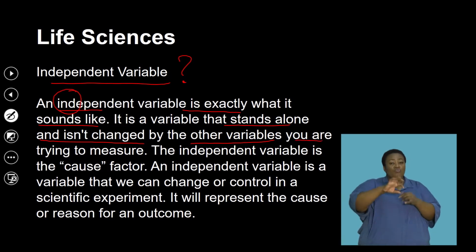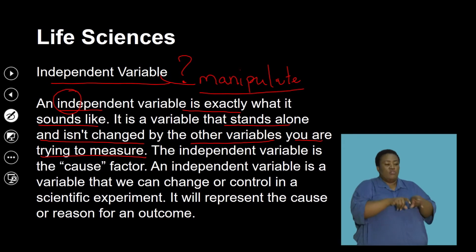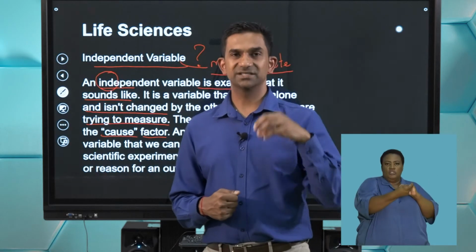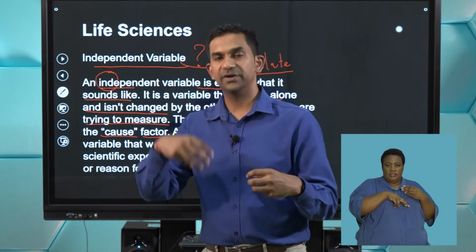Okay, you are trying to measure this. So when you are carrying out an investigation, it's something that you can manipulate. When I say manipulate, I mean that you can physically control it and you can test that. The independent variable is the cause factor, meaning that it is the factor that causes the change, or the factor that will give you results. So it will lead to the dependent variable changing.